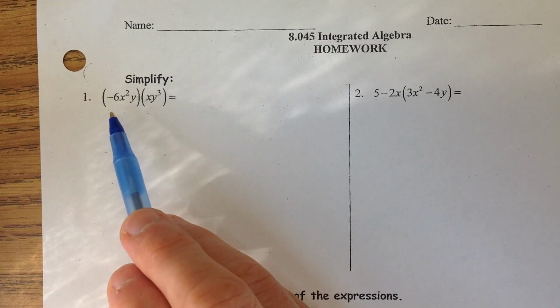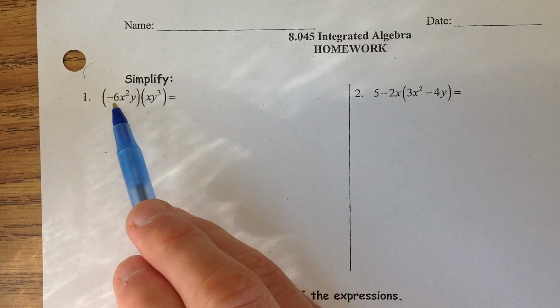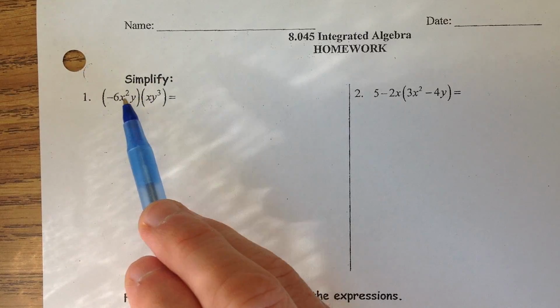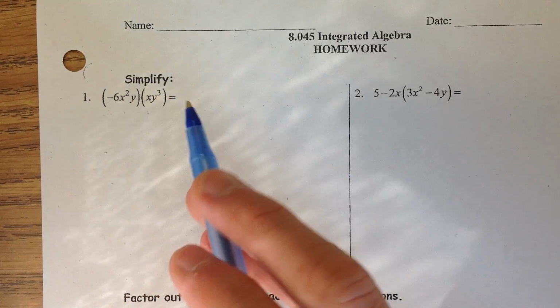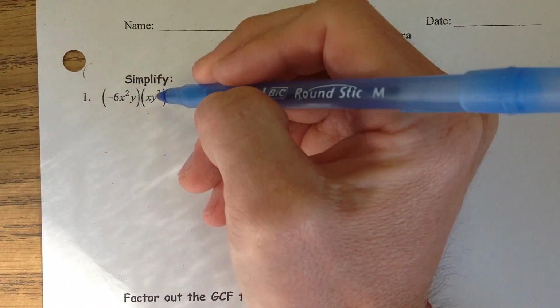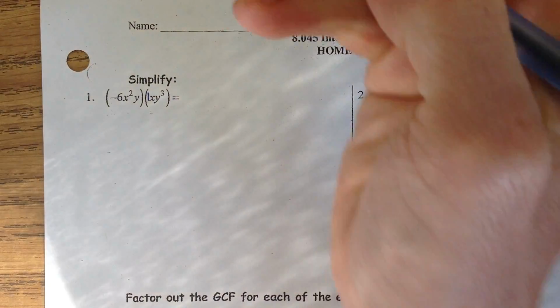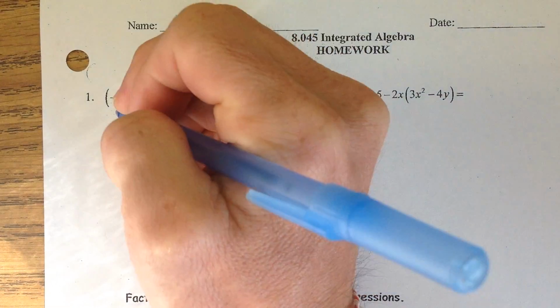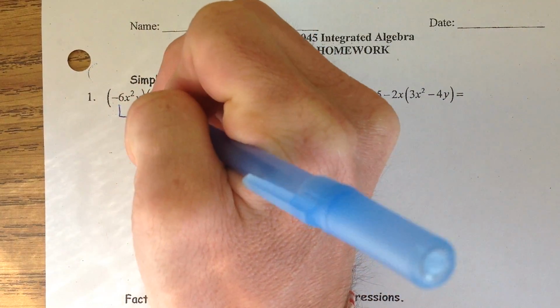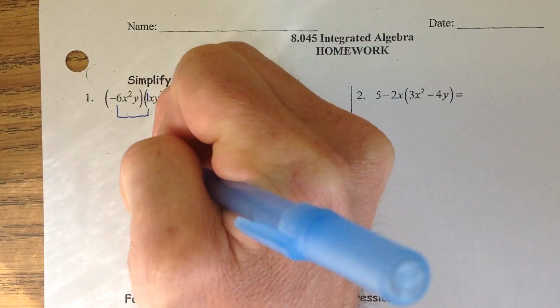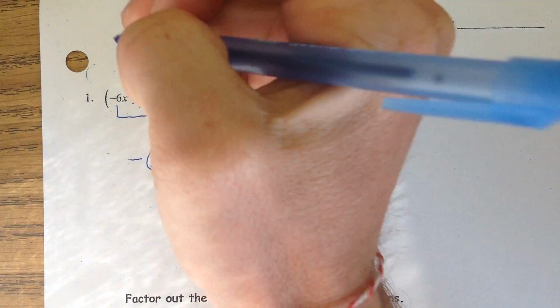So the way these work is we multiply the numbers by the numbers, the x's by the x's, and the y's by the y's. So you might be saying to yourself, well, what number is over here? And you just have to remember that there is that 1 that we can always write. So negative 6 times 1 is still just going to be negative 6.